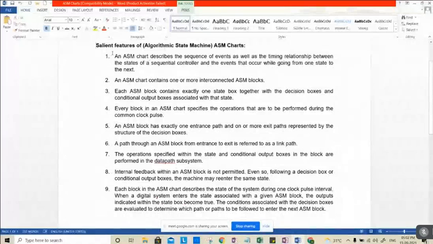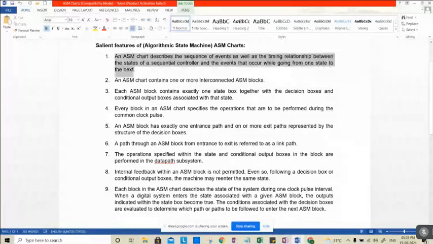The features of the algorithmic state machines are these. It describes a sequence of events as well as the timing relationship between the states of a sequential controller and the events that occur while going from one state to the next state, which you have already seen.